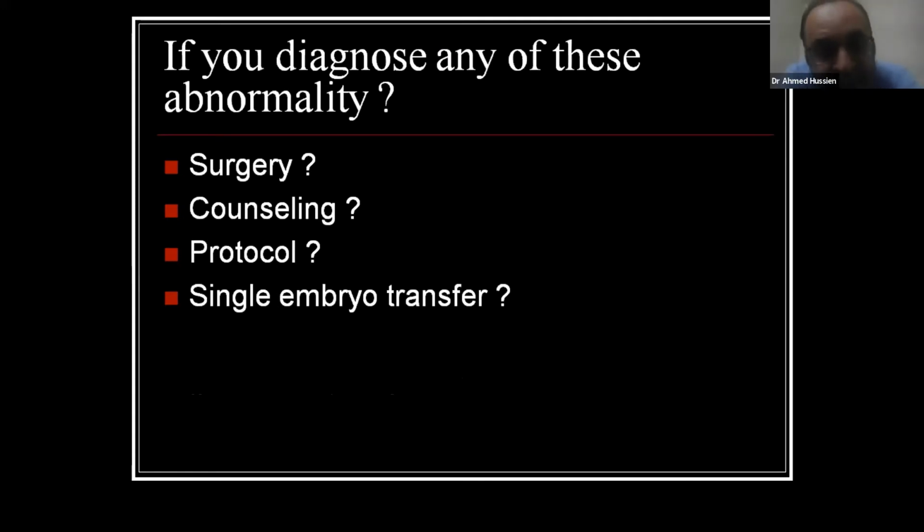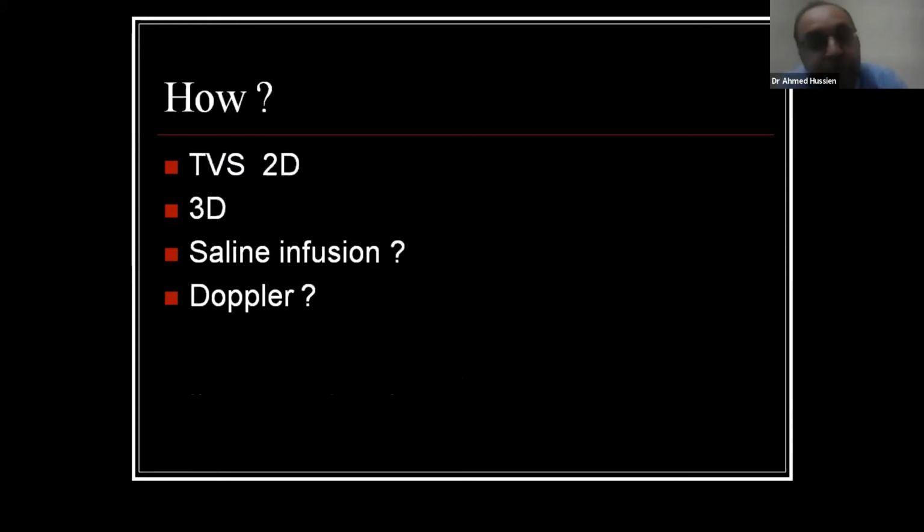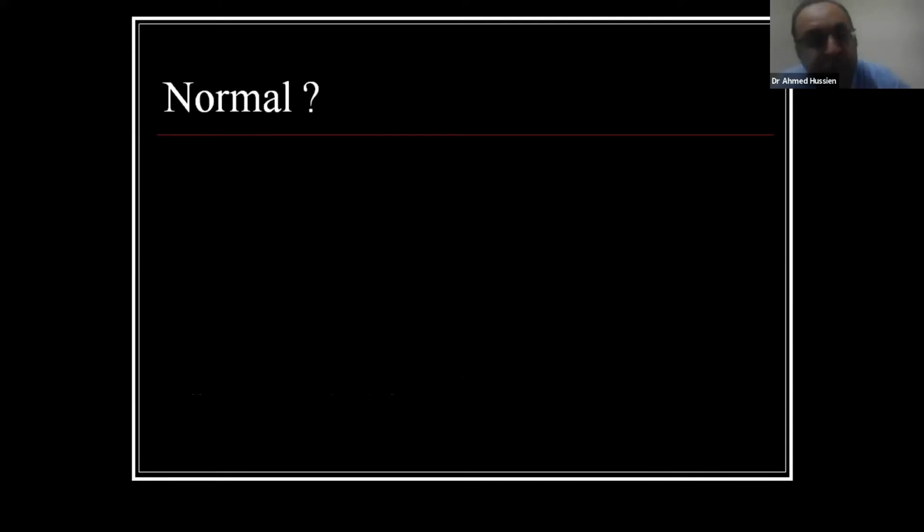And if we diagnose any of these abnormality, we may think for surgery. We may counsel our patient if the surgery is not indicated about low success rate. We may change our protocol and we may think for single embryo transfer. How we use ultrasound? We use mainly 2D ultrasound. 3D may add something. Saline infusion, sonohysterography, and Doppler may benefit.